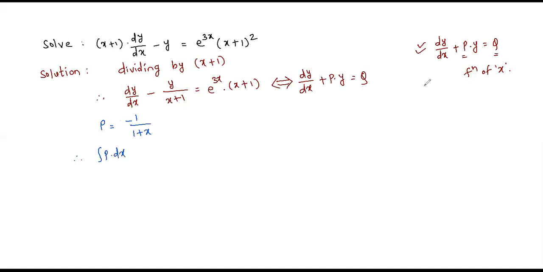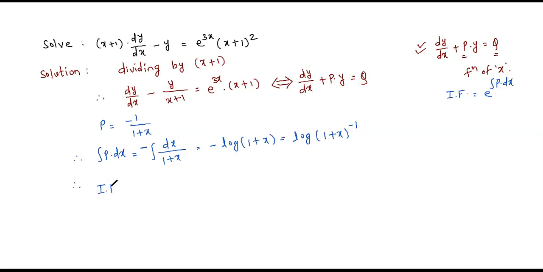See, basically, we have to find the integrating factor. What is the integrating factor? e to the power integration of p dx. So we will find it one by one. What is the integration of p into dx? Integration of dx upon 1 plus x, with a minus sign. This is equal to minus log of 1 plus x, which is equal to log of 1 plus x to the power minus 1. Right?